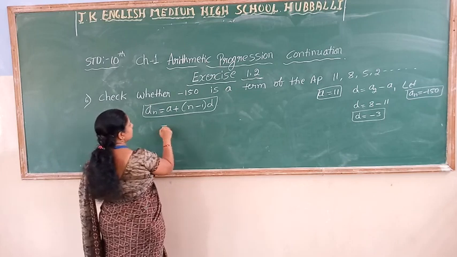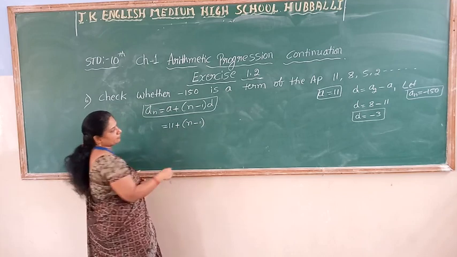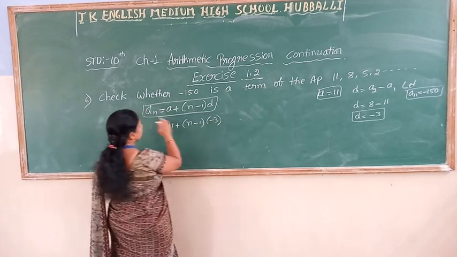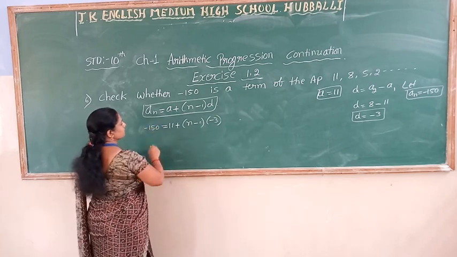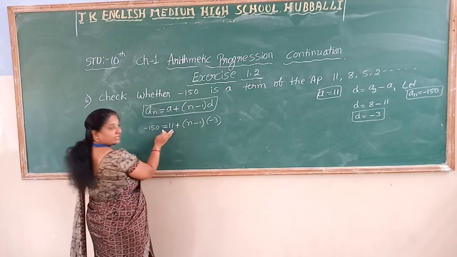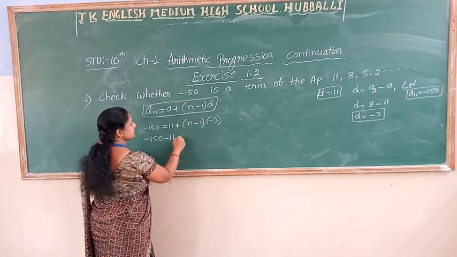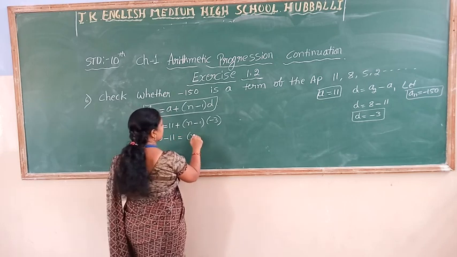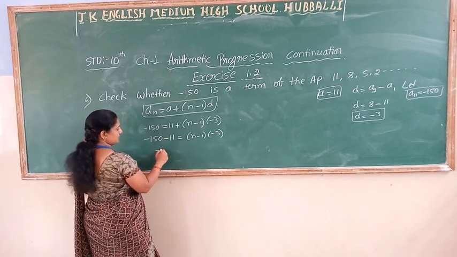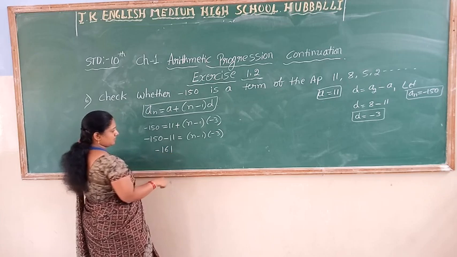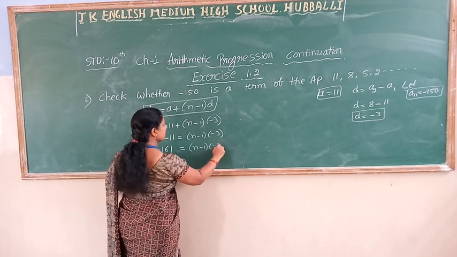Then we have to substitute all the values in the formula. A value is 11, N value we have to find out, and D value is minus 3. The remaining values are substituted; we have taken A n as minus 150. Now simplify. 11 I take from this side to this side. Minus 150 minus 11 is equal to N minus 1 into minus 3. So minus 150 minus 11 is minus 161. This is equal to N minus 1 into minus 3.